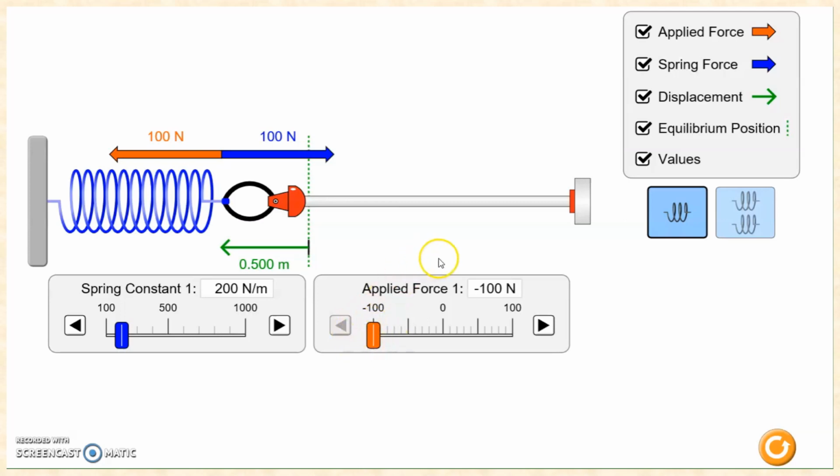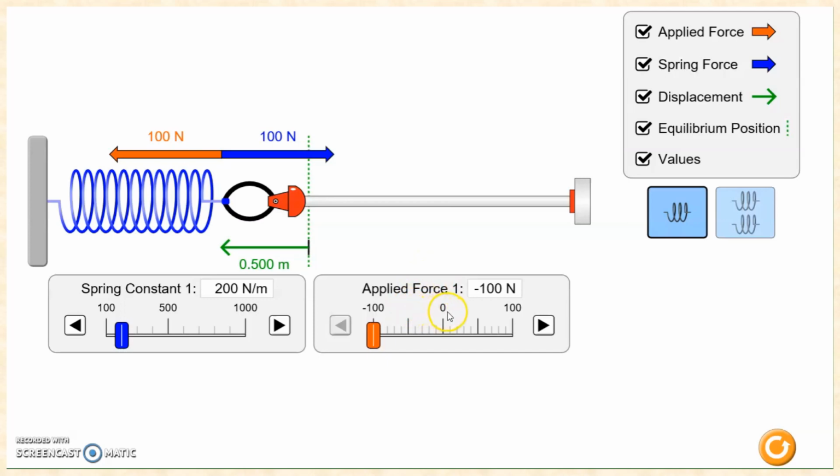Notice that the restoring force also doubles. Okay, it is 100 newtons. So by increasing the applied force, increasing the restoring force, we have increased the displacement. So you see here the condition for oscillatory motion.